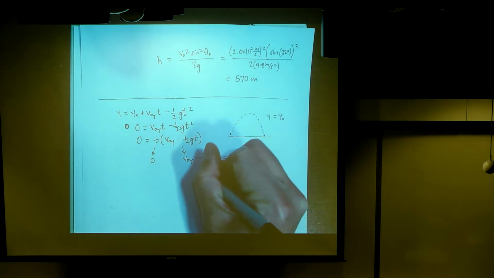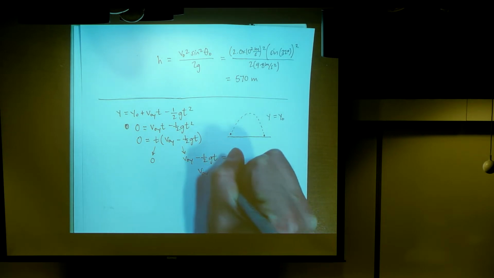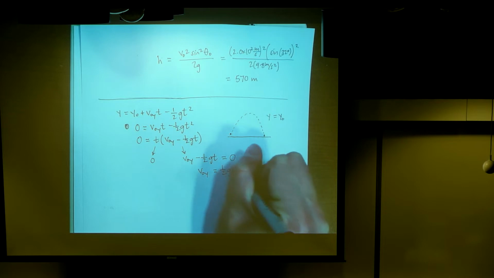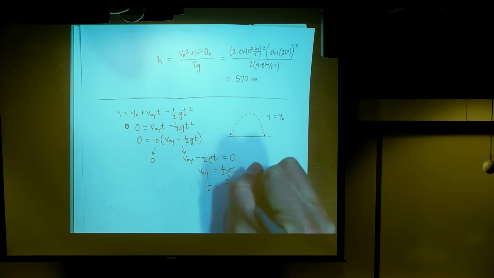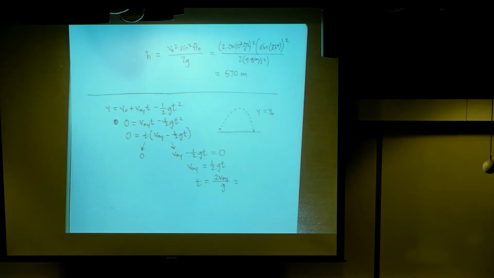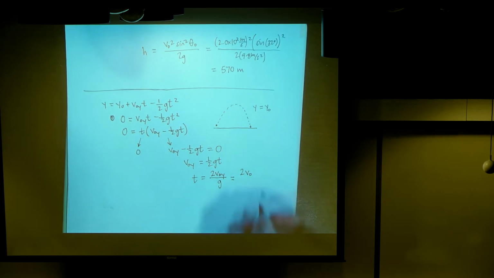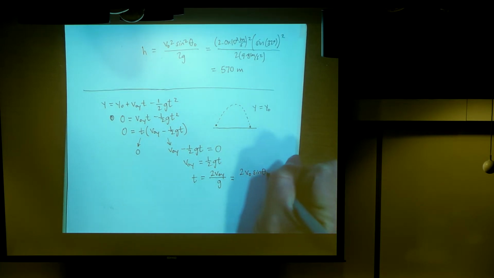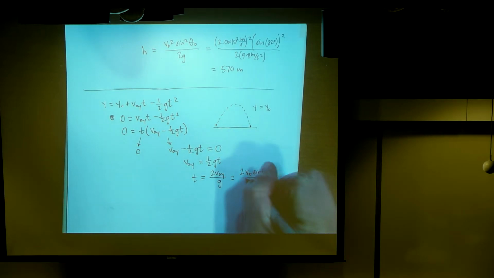Now, if we take 1/2 g t with the negative sign and add it to both sides, we get v naught y equals 1/2 times g t. Okay? And that means the time, if we solve for that, is equal to 2 times v naught y divided by g. But remember, v naught y can be expressed as the initial speed times sine of the launch angle. So that's what I'll put in right there. And then we'll divide by g.